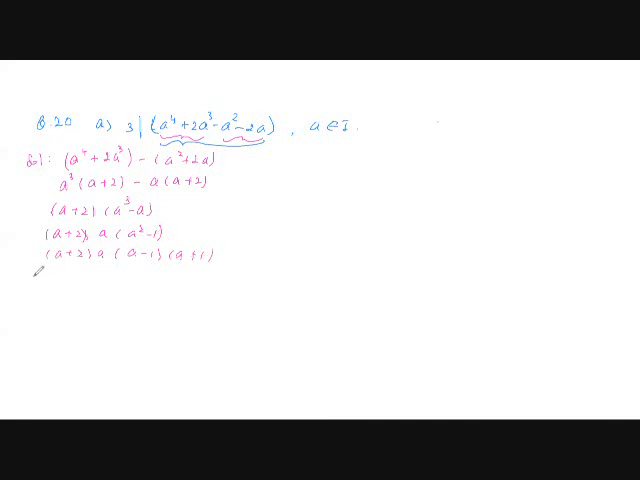So from this, we can get the value of A, correct? We can get the values of A: -2, 0, right? And this one 1, and this one -1. Okay, and because A is an integer, they say here A is an integer.